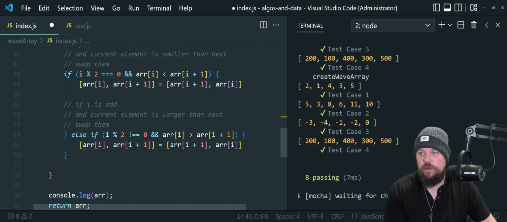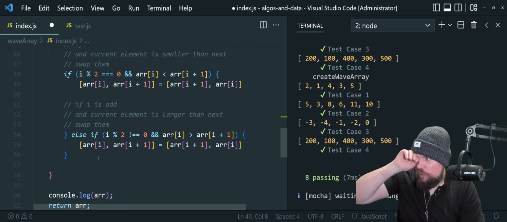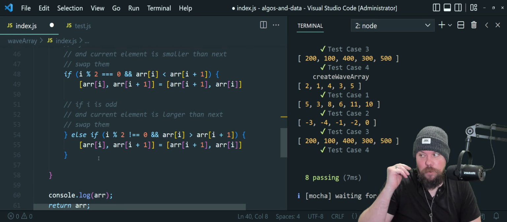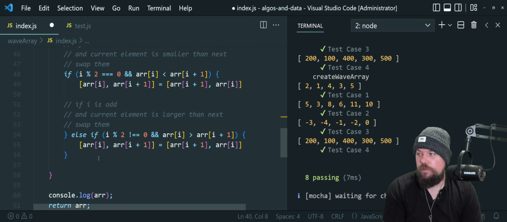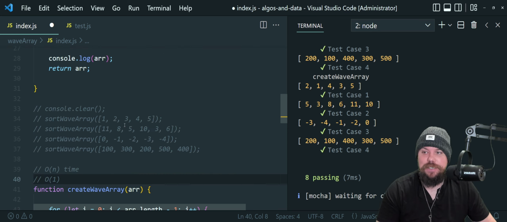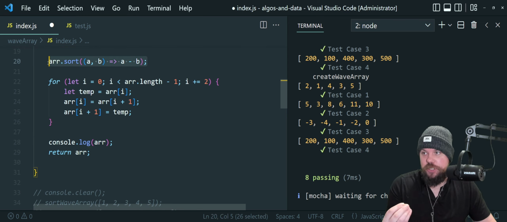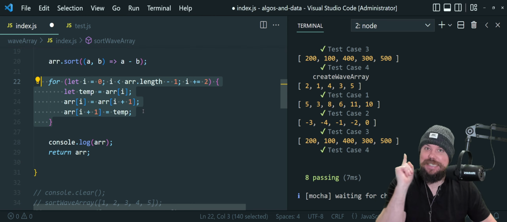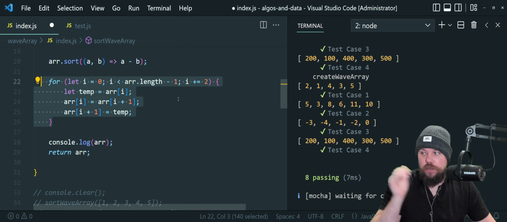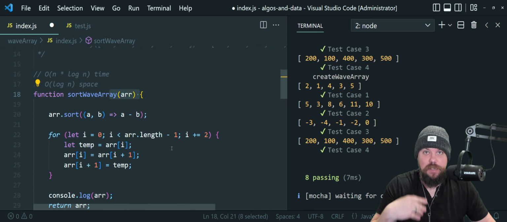I mean, this is a pretty unique and goofy looking solution, in my opinion. And it doesn't guarantee a unique wave array, as there could be multiple valid wave arrays for a given input, right? So the first implementation guarantees a unique solution because it sorts it first and then creates the wave array, ensuring the output is consistent, right? Regardless of what our input's arrangement is. So that's a nice thing about this one.